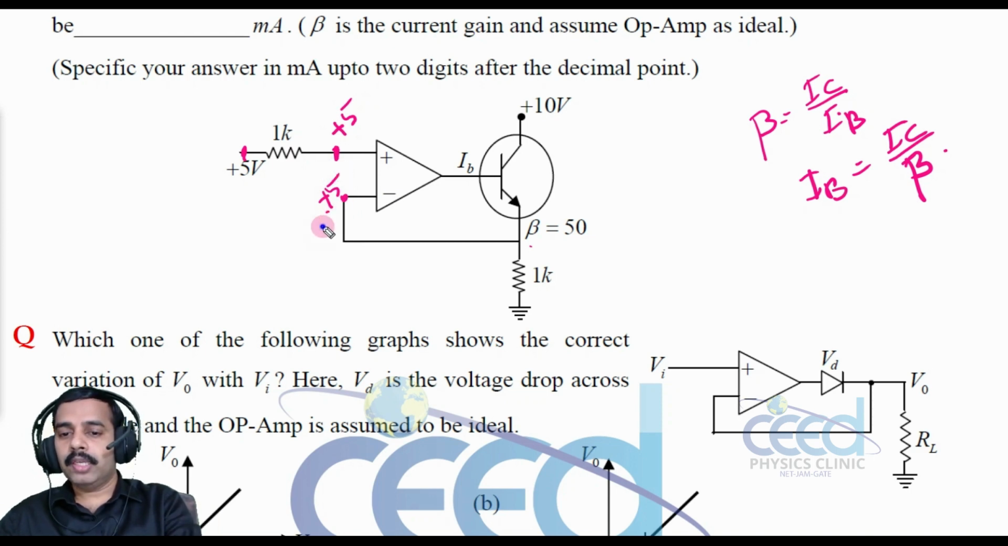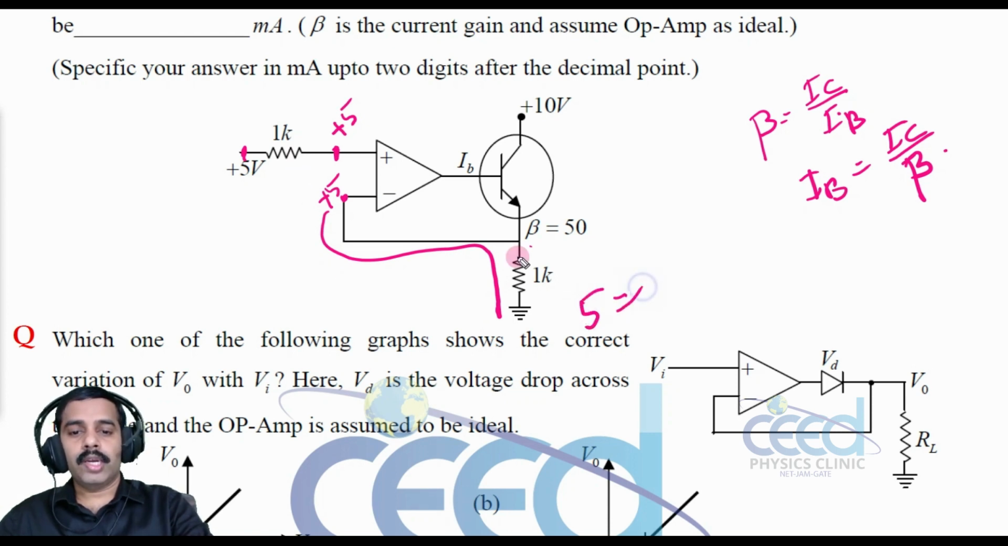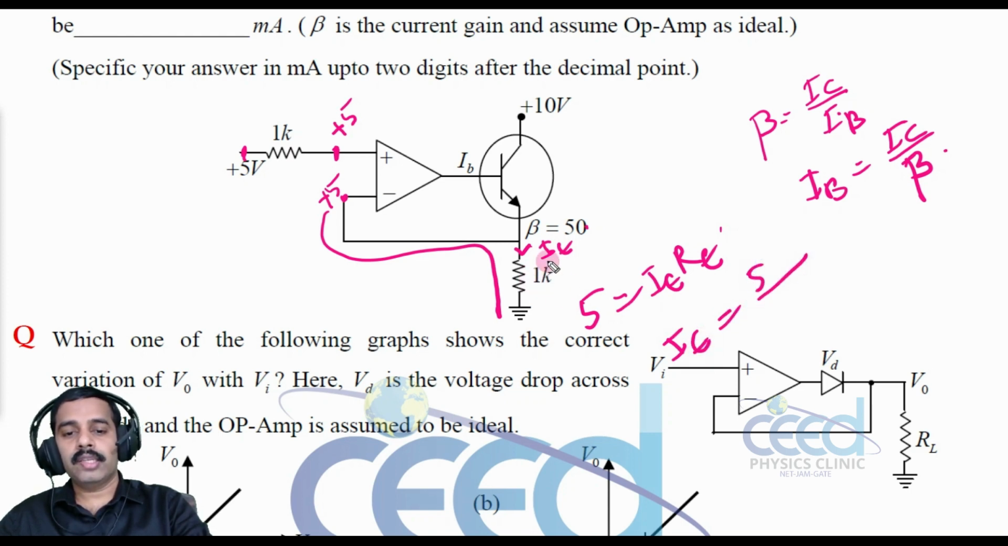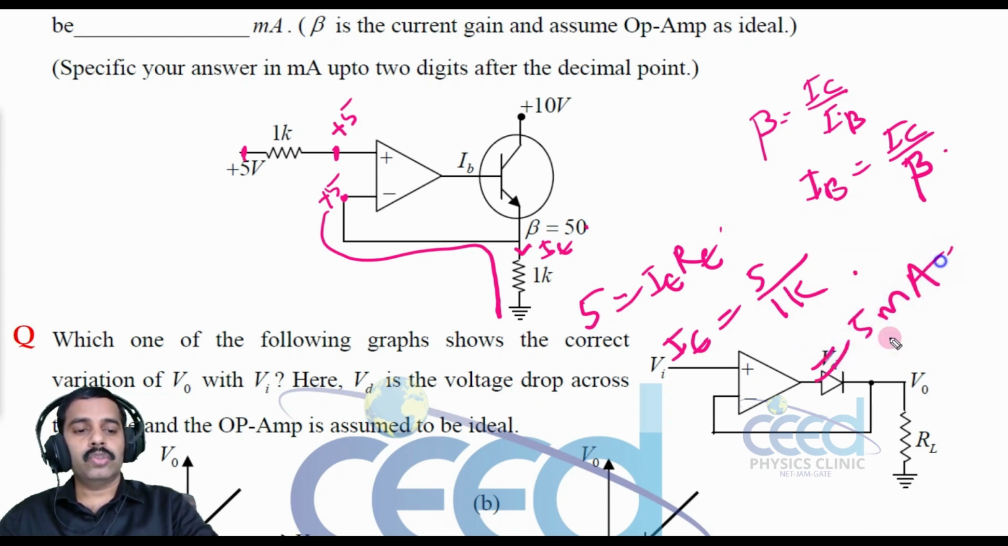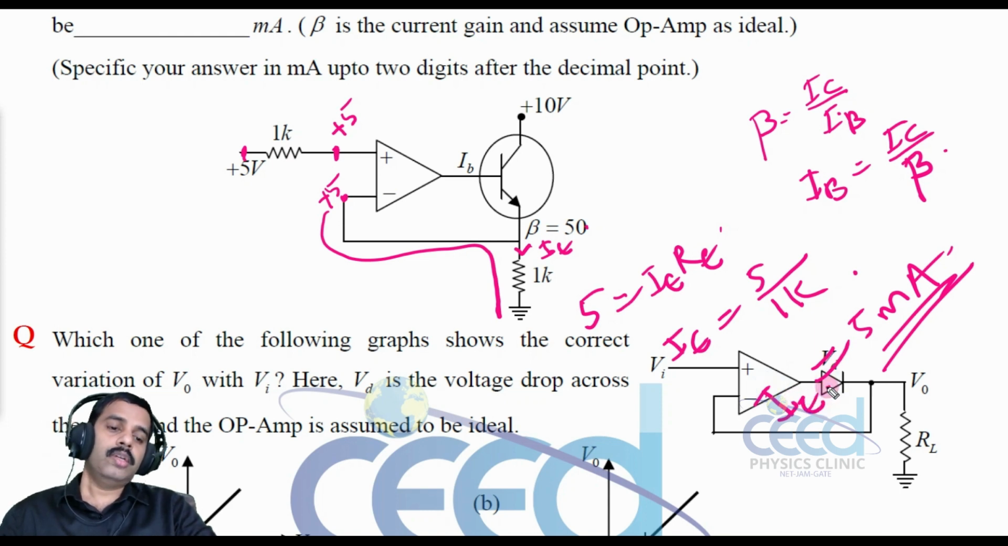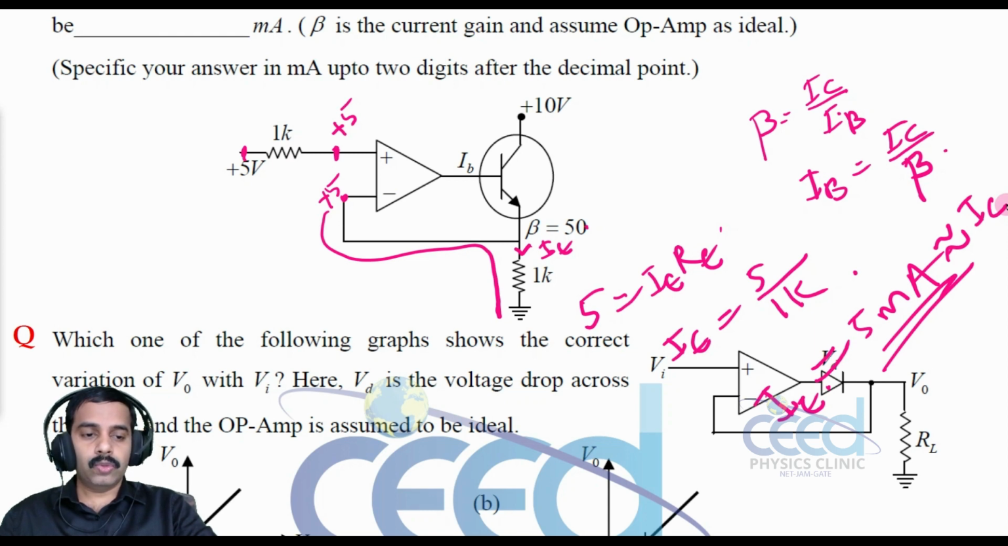Now let us apply Kirchhoff's rule here. That is 5 is equal to IE RE, where IE is the emitter current. So IE is equal to 5 by RE, and RE is equal to 1K, so that is equal to 5 milliampere. So we got the emitter current. We already know in a common emitter transistor connection, IE is approximately equal to IC, because the base current is very negligible. So we have the value of IC, equal to 5 milliampere.